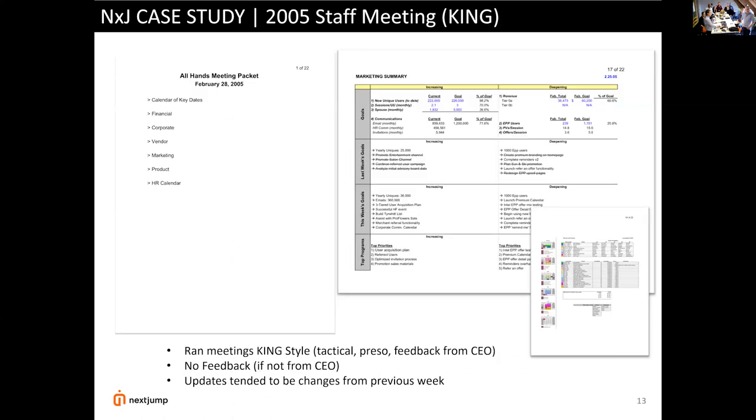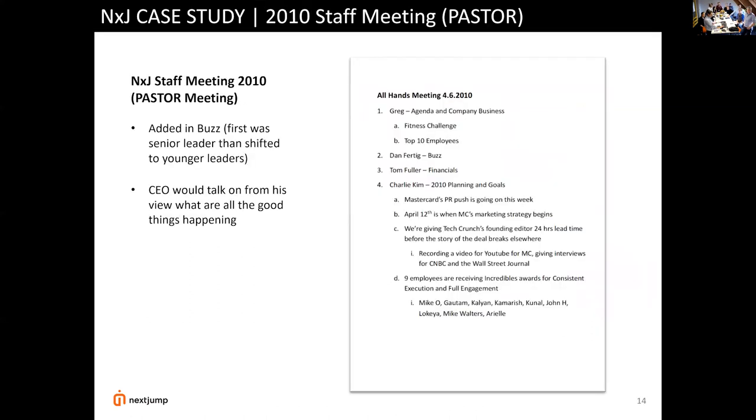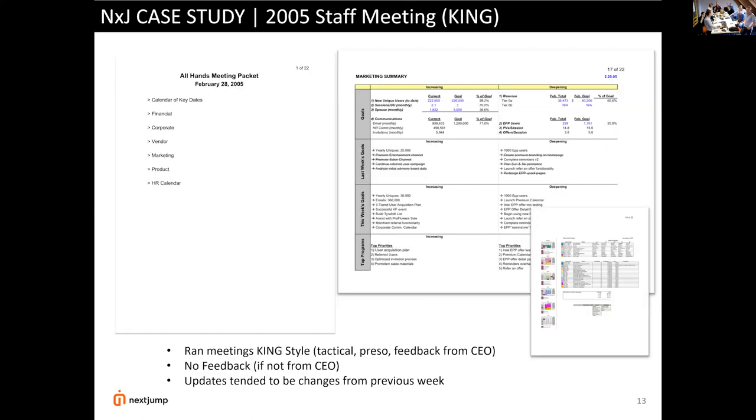Going back even further, we ran the same way, except we wouldn't show financials, because in the beginning stages we were spending all our investment money, and I thought, if anybody sees our actual financials, we'll have no more employees. That's a whole other story, but we found that bringing transparency about results and what's actually going on is a fundamental part of trust. But it was a king style, with no feedback. Updates tended to be literally changes from the week, basically a regurgitation of what they did before.